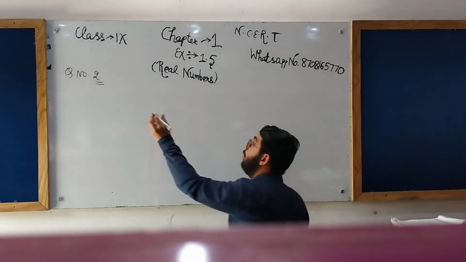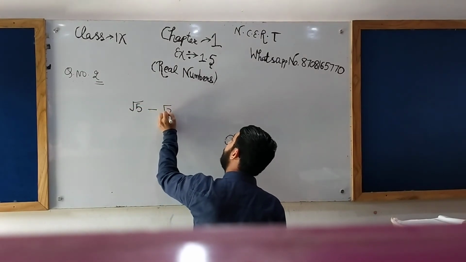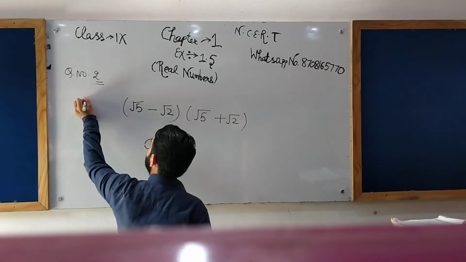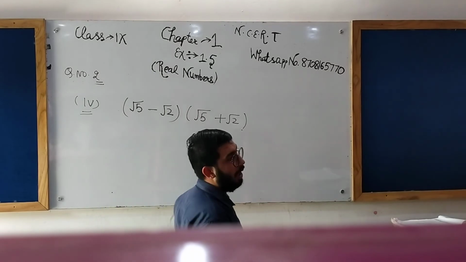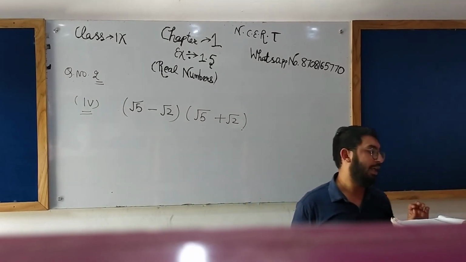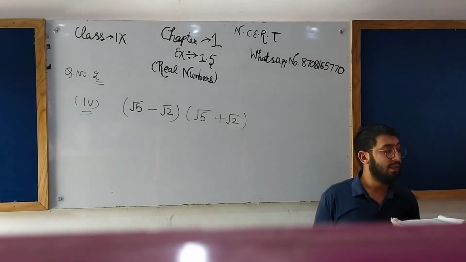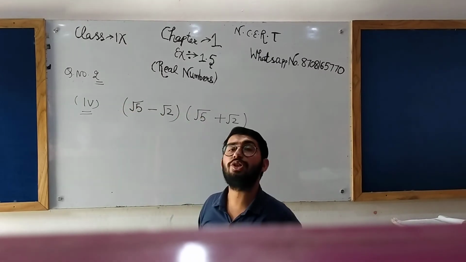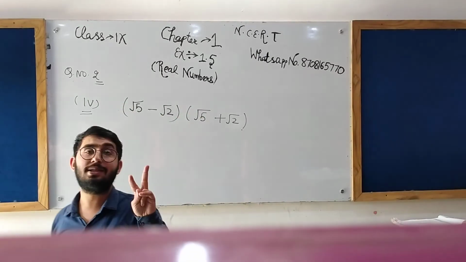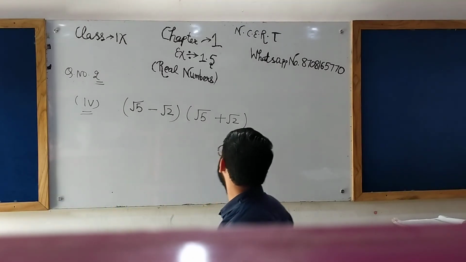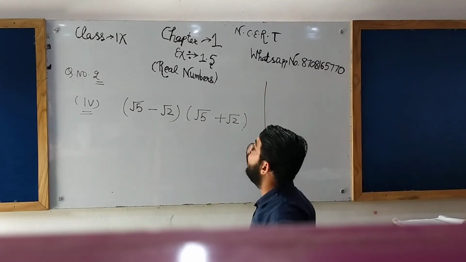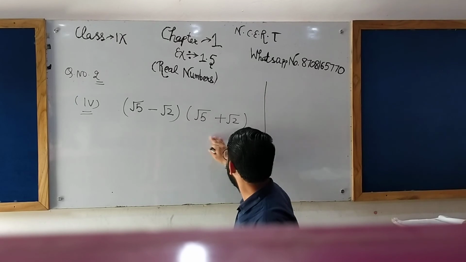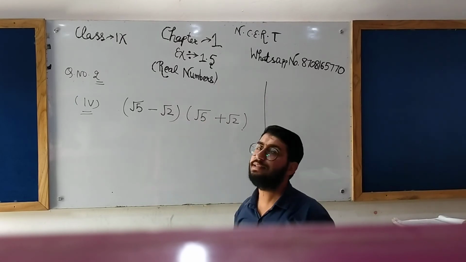Root 5 minus root 2 into root 5 plus root 2. This is the fourth part. We have already done the same question in the second part, by 2 methods. Now understand this question also by 2 methods. Root 5 minus root 2, root 5 plus root 2. First of all, we will distribute root 5 in the second factor, then minus root 2 in the second factor.